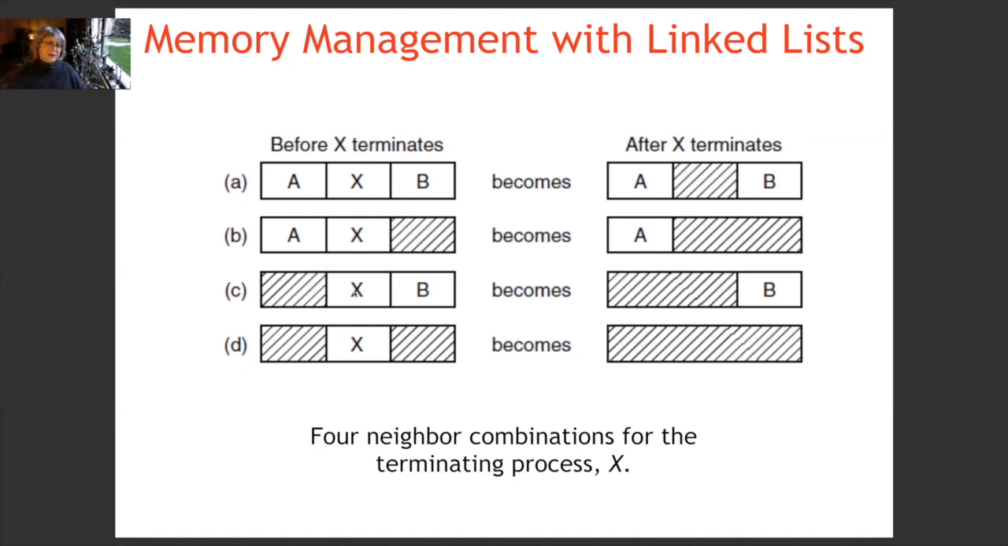Another case is given here. There is a free area here. When X terminates, they should be combined. If the left and right sides of the process are free, then when it terminates, both the left and also the right area should be combined with the area reserved for process X.